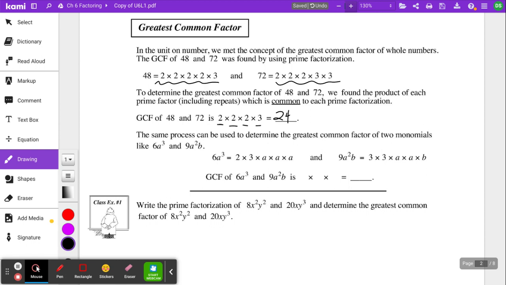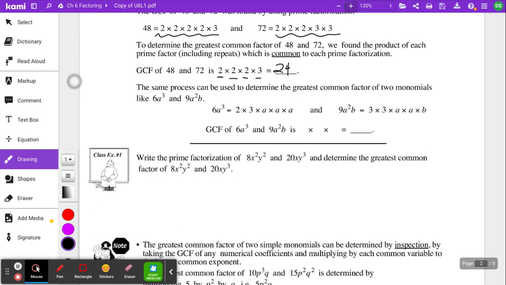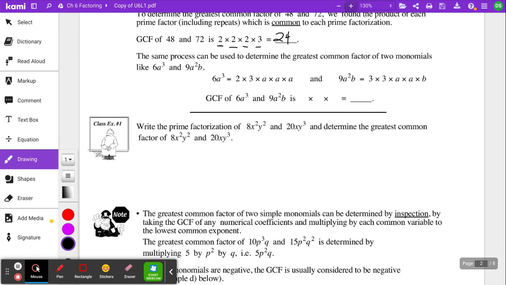Okay, just a quick review. How about 6a cubed and 9a squared? Well, just look at the coefficients first, the 6 and the 9. What's the greatest common factor of 6 and 9? I don't need to do a factor tree. I can think about it in my head. What's the greatest common thing they have? A 3. Okay, so I write down a 3.